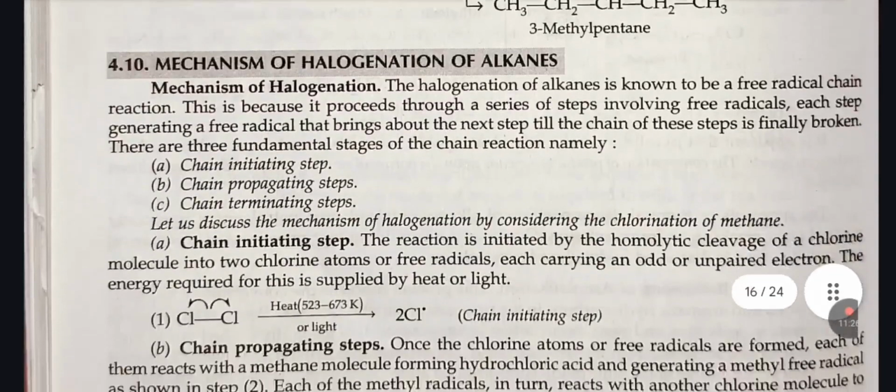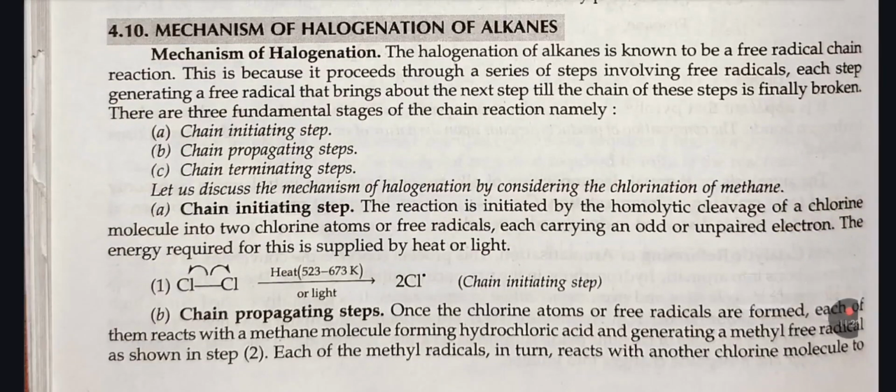Mechanism of halogenation of alkanes. Mechanism of halogenation. Halogenation of alkanes is known to be a free radical chain reaction.